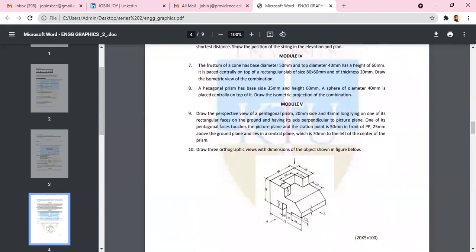Okay, next is module 5. This is perspective view, again a 3D view. The object is given. Then question number 10 is a 3D view, where the length, breadth, and height of the object are given. You have to draw the 3 orthographic views, which means front view, top view, and side view.